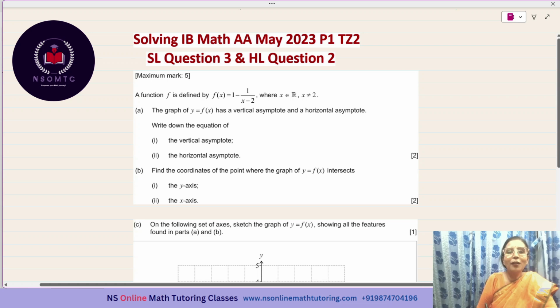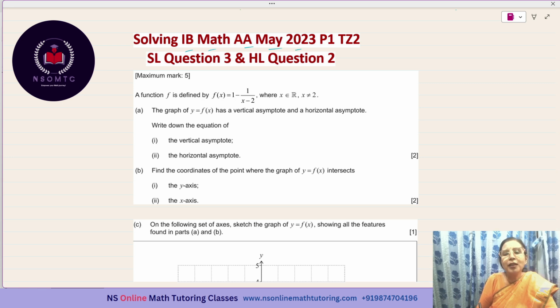Hello students, we are solving the IB Math AHL past paper questions and currently we are solving the IB Math AHL May 2023 Paper 1 Time Zone 2 past paper. Today we will be solving question number 2 of this paper.